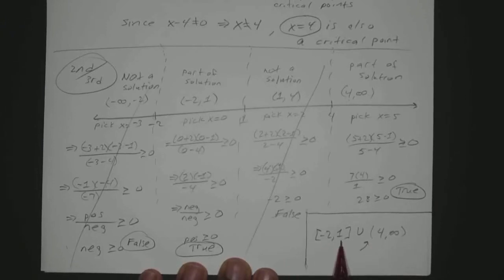Because remember, the brackets means that you can include those two numbers. So you can include -2 and positive 1, but you can't include 4. So that's why you have to use the parentheses for that one. Parentheses 4. This was 4, since it can't be used.